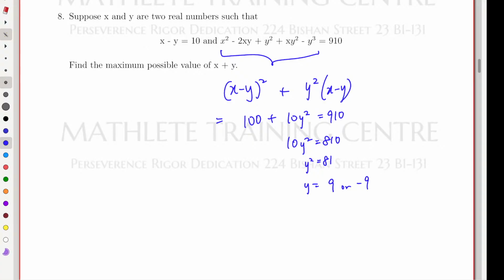Which is better? Well, if y equals 9, then x is equal to 19, and if y is equal to negative 9, then x is equal to 1, which is not the case that you want. So the one that is the bigger one is the first one. 19 plus 9 is 28.